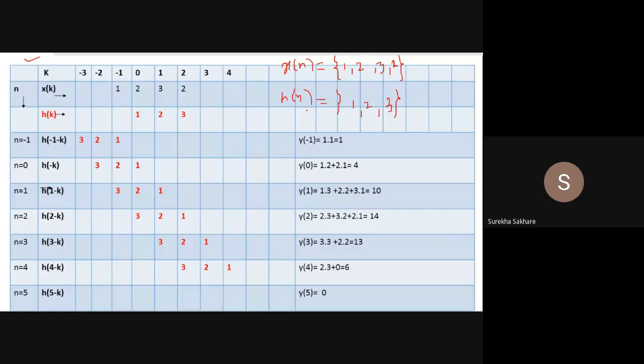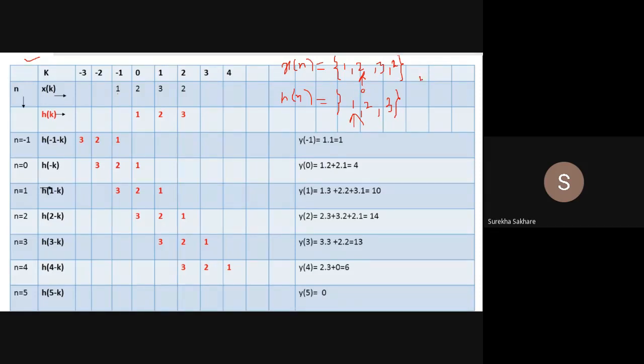H of n is starting from 1, no issue. So this is the arrow. What about x of n? It is starting from -1. So what should I do? My start will be... okay, this is clear. So this is the 0 indication.